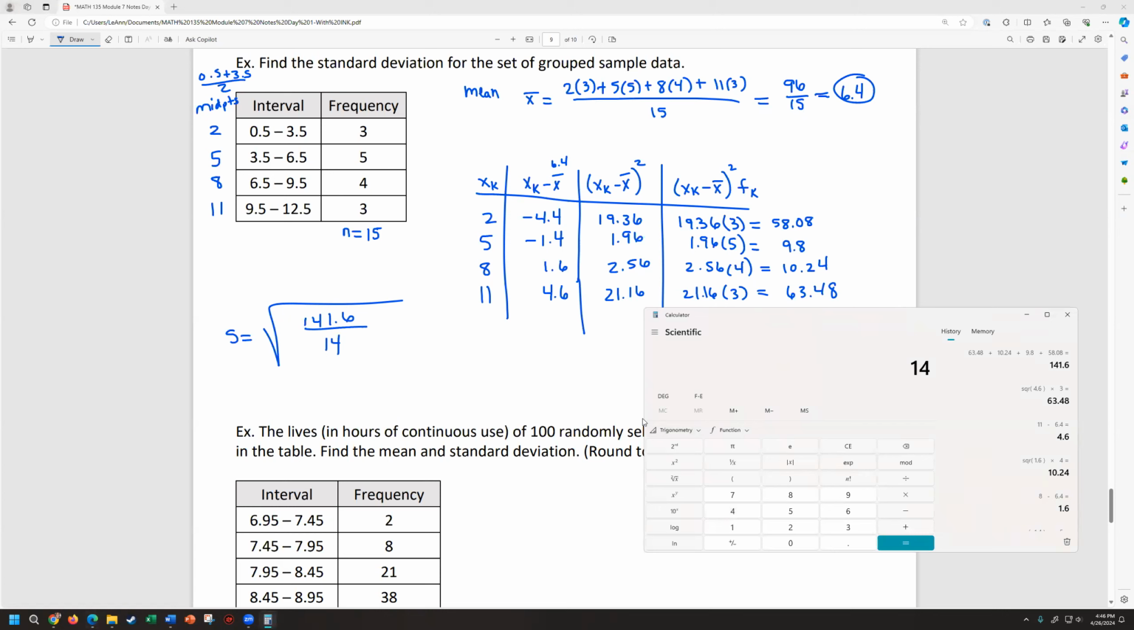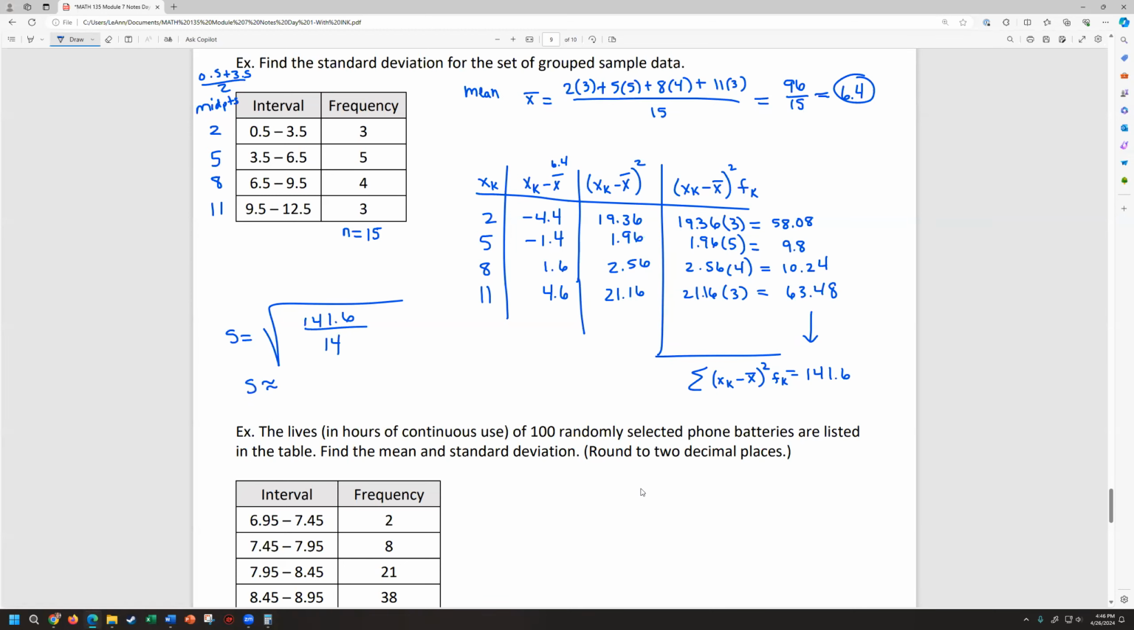We do 141.6 divided by 15. And I'm going to take the square root of that. Now, remember I said your calculator may have you do the square root symbol first. You'll have to play around with that and make sure you're getting the right answer. It's 3.07.